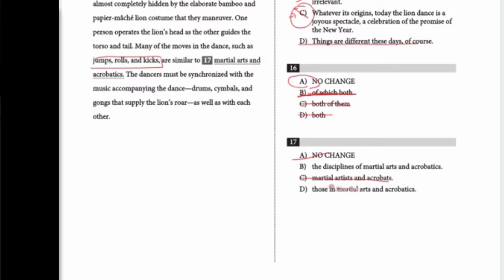That's not the right comparison, like to like things. Jumps, rolls, and kicks are similar to those in martial arts and acrobatics. So many of the moves, so it's the moves we're comparing. The moves in dance are similar to those in martial arts, the moves in martial arts. So D would be the correct answer. 17 is D. And I'm not comparing the discipline of martial arts and acrobatics. So the correct answer for 17 looks like it's D.